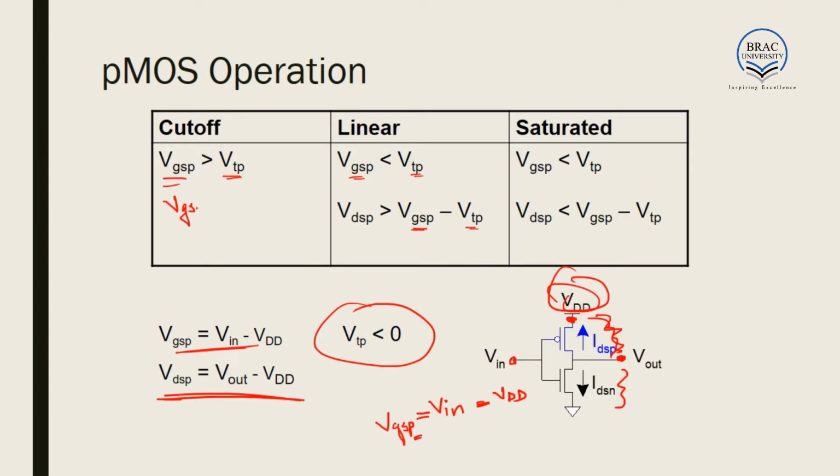From there we get VGSP in case of cutoff has to be greater than VDD plus threshold voltage. Again, Vin has to be greater than VDD plus threshold voltage. Again, Vin in case of linear region has to be lesser than VDD plus VTP threshold voltage.